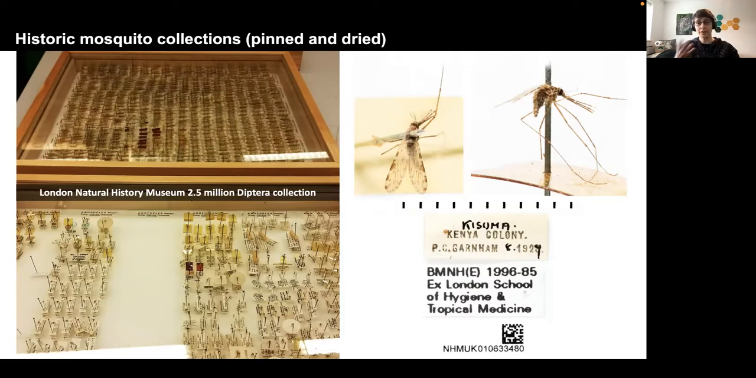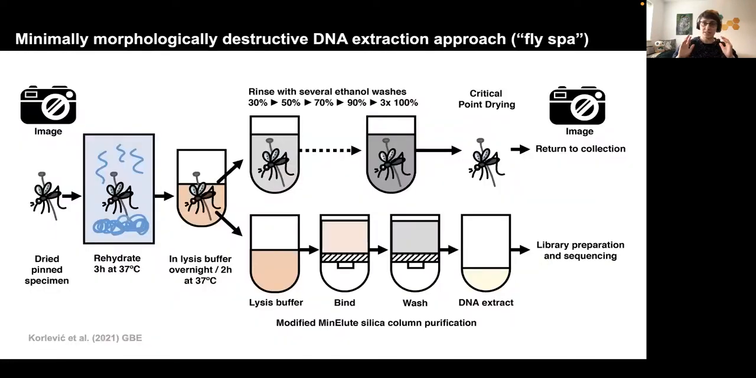And so curators are very reluctant to give such samples to biologists, to geneticists who would normally just grind the whole thing, extract the DNA, and then continue. And so we worked hand in hand with curators from the London Natural History Museum to create a minimally morphologically destructive DNA extraction approach, which we called the fly spa. And this whole procedure was published last month.